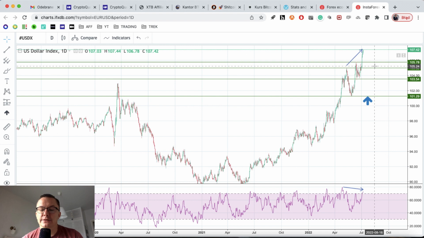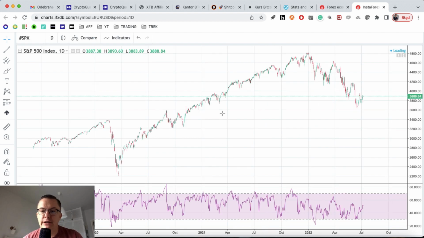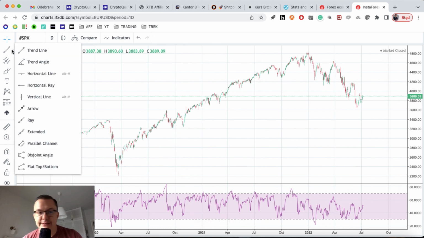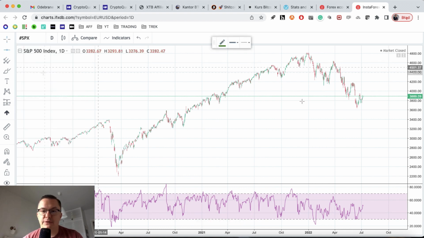However, it's not yet there. We are not yet there. Okay, US dollar index going up. What is then the S&P 500 doing? If the euro dollar is going down and the US dollar index is going up, what is S&P 500 doing?